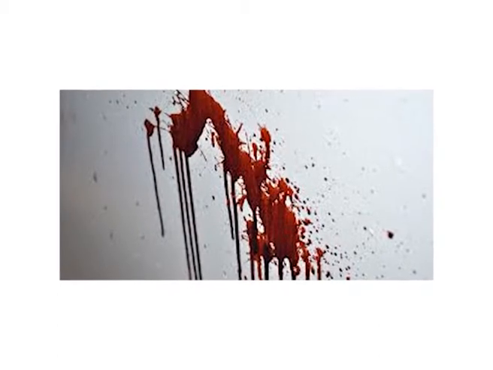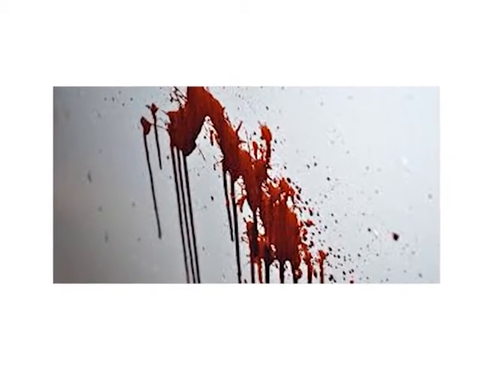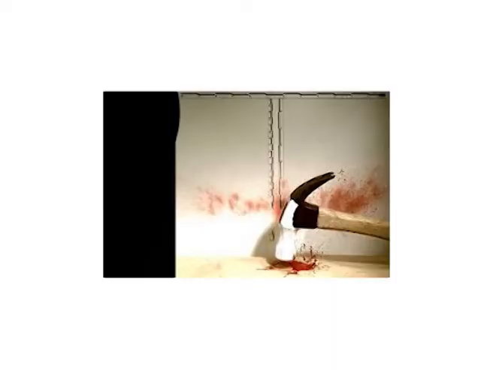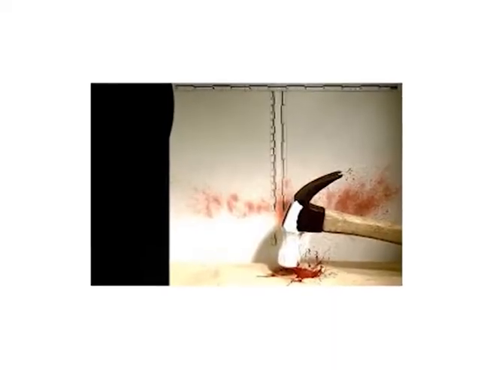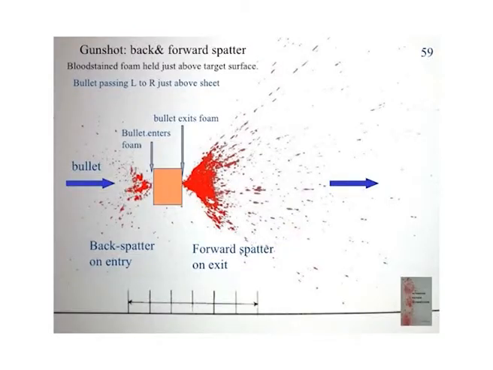The third type of bloodstain patterns are the projected bloodstains. A projected bloodstain is formed when a volume of blood is deposited on a surface under a pressure or a force that is greater than the force of gravity. For example, an impact pattern is formed when an object strikes liquid blood. Gunshot spatter includes both forward spatter from the exit wound and back spatter from the entrance wound.